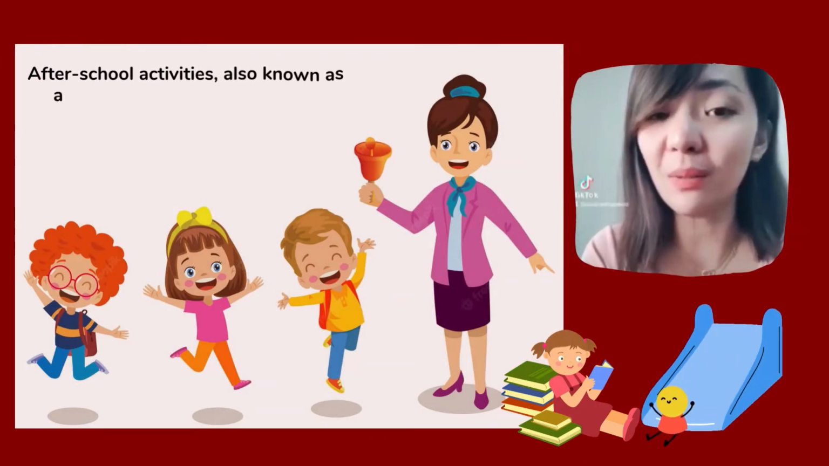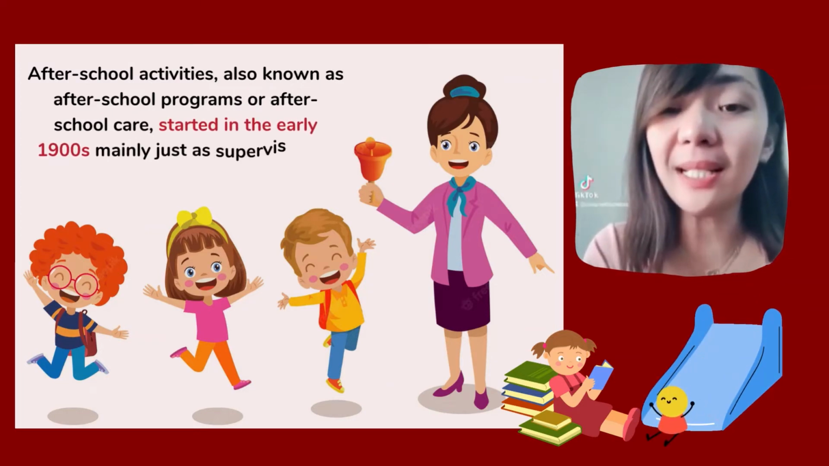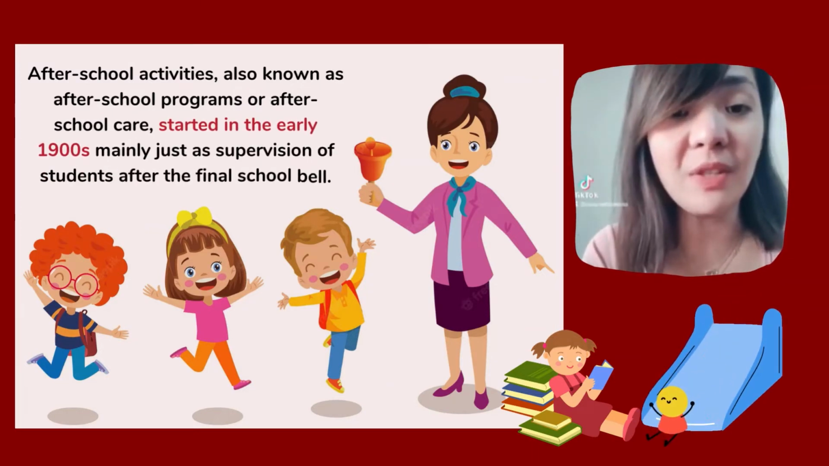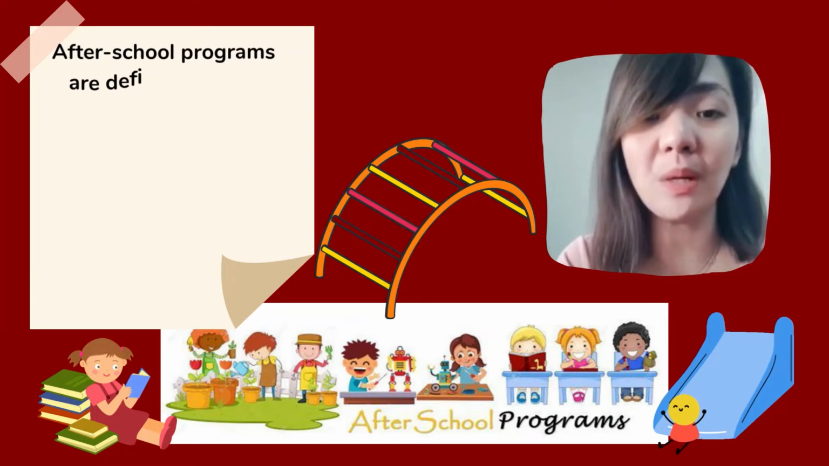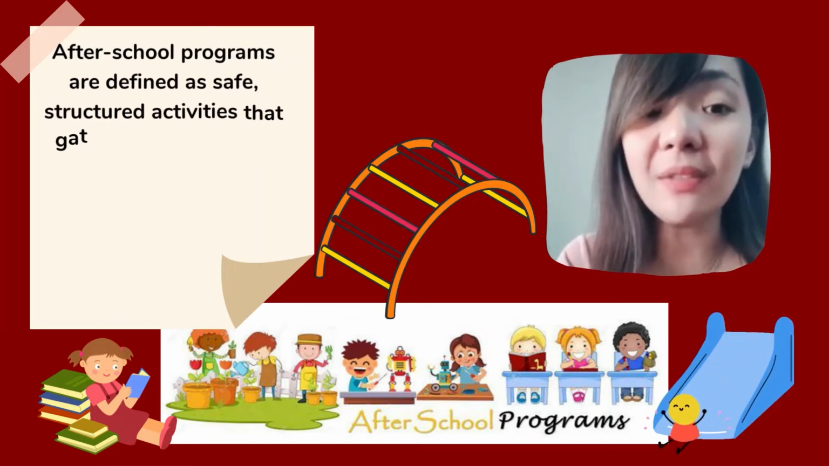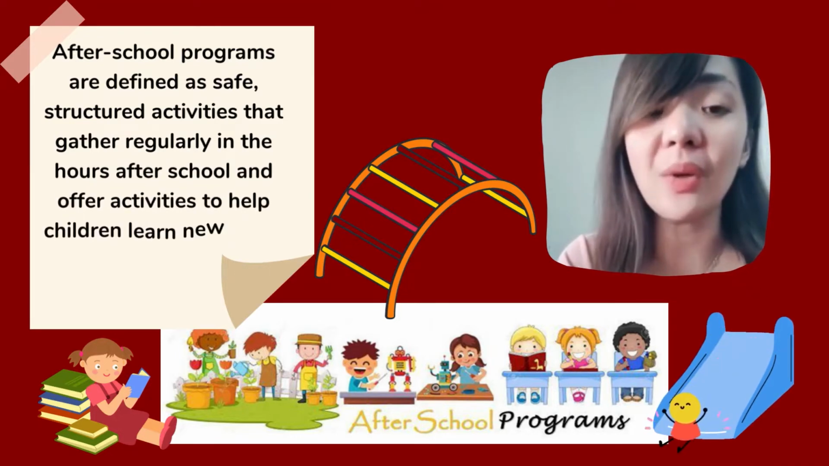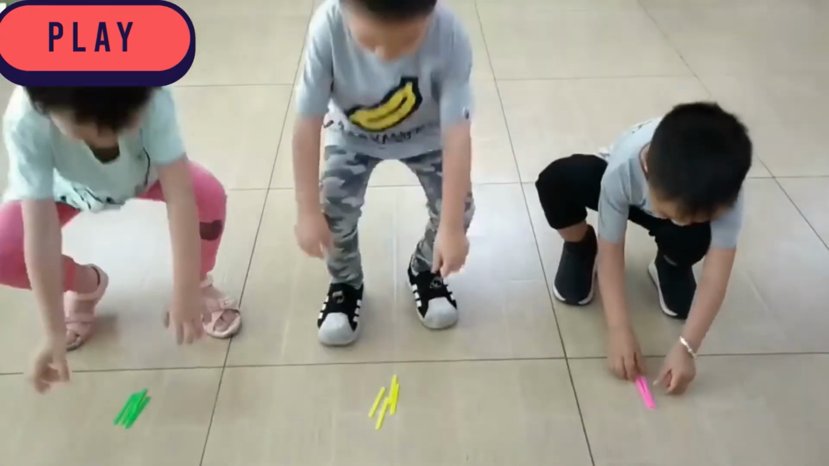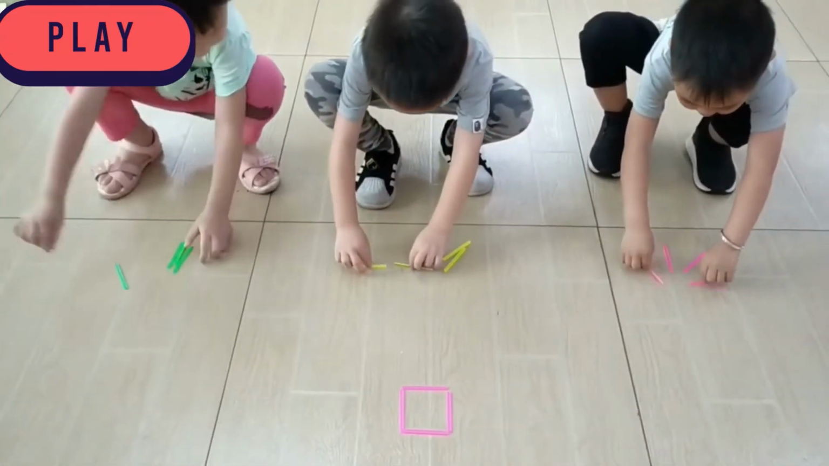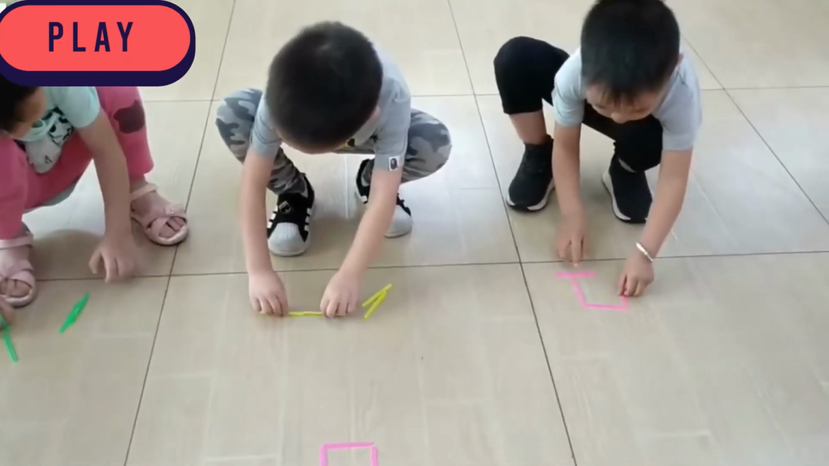After-school activities, also known as after-school programs or after-school care, started in the early 1900s, mainly just as supervision of students after the final school bell. After-school programs are defined as safe, structured activities that gather regularly in the hours after school and offer activities to help children learn new skills and develop into responsible adults. And today, after-school programs do much more. There is a focus on helping students with schoolwork but it can be beneficial to students in other ways.